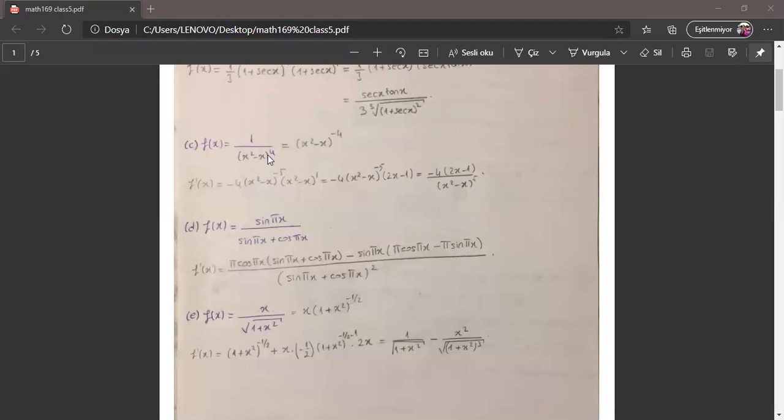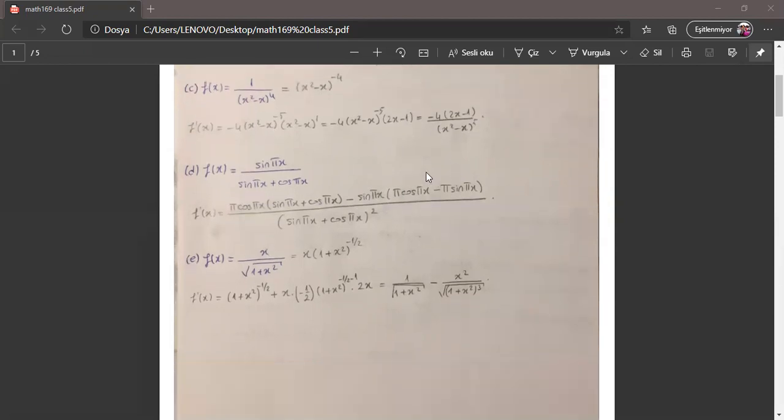For this one again, we rewrite this function in this form. And the derivative of this function is minus 4 times x squared minus x to the minus 5, because minus 4 minus 1 gives you minus 5. And inside function's derivative, which is this one's derivative, is 2x minus 1. So at the end we have this.